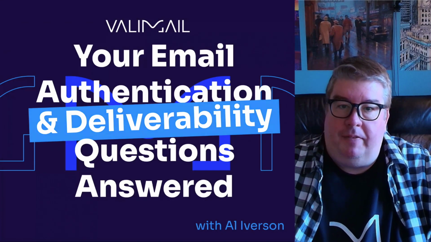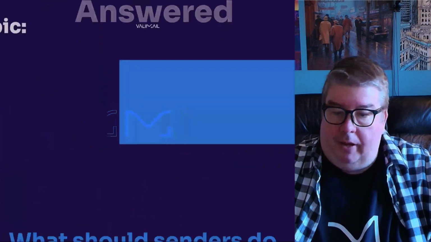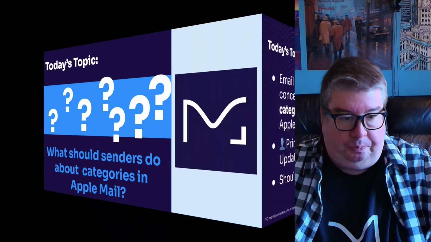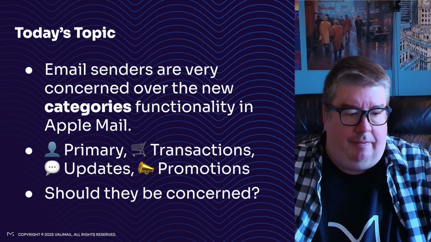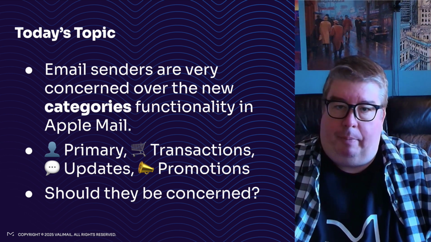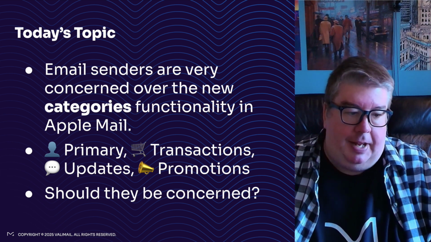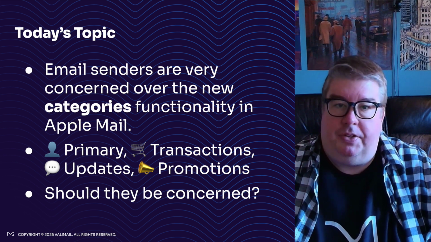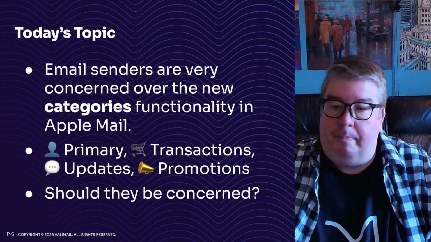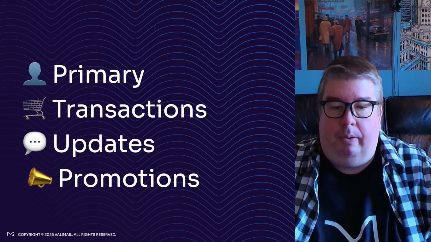It's time for another one of your email authentication and deliverability questions answered. This time around, the question I'm going to answer is what should senders do about categories in Apple Mail? Now, categories, if you're not aware, is the term for new functionality in Apple Mail, primarily on iOS, that attempts to group together messages of certain types in different tabs or categories in the mail client. There's primary, transactions, updates, and promotions.